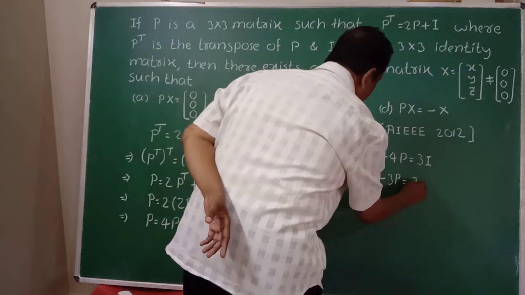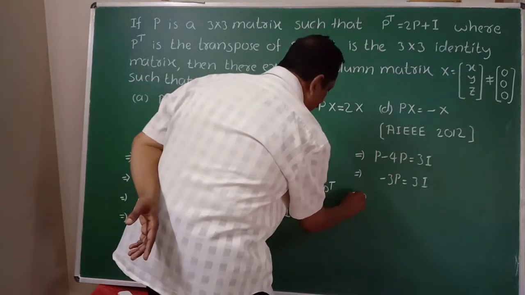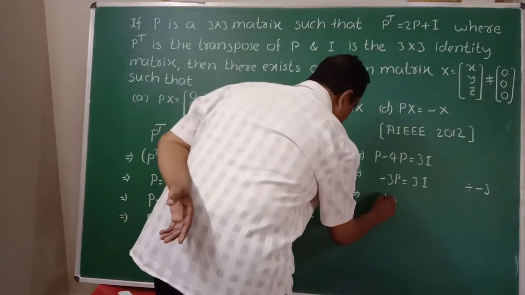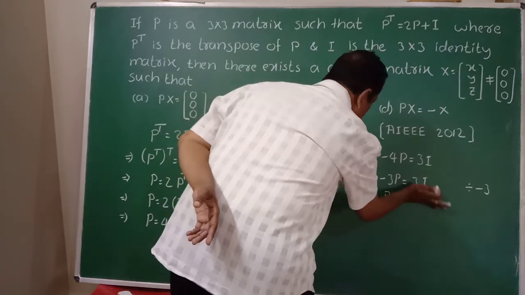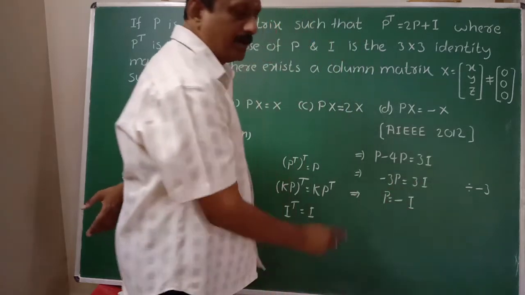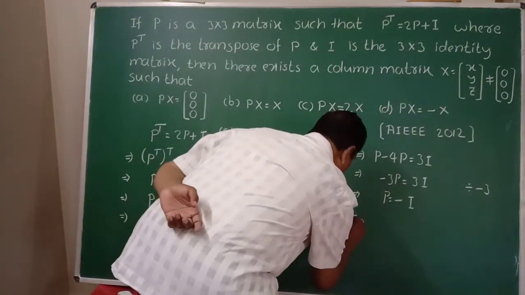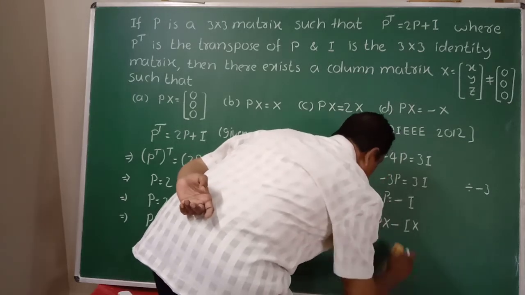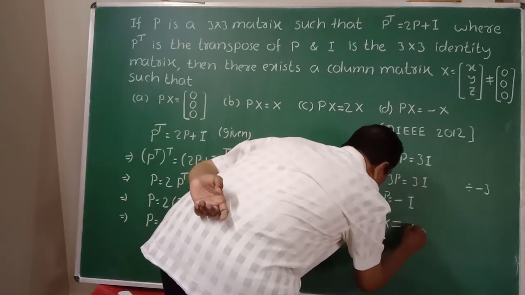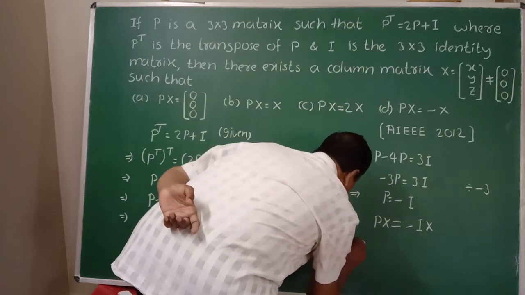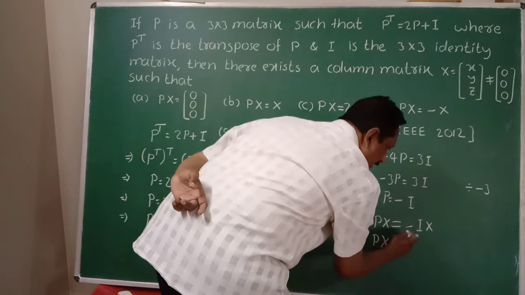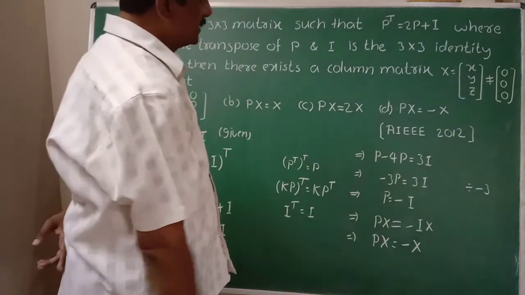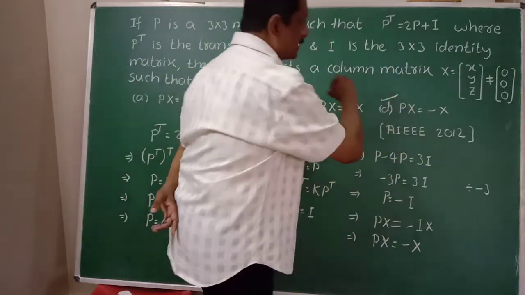Minus 3P is equal to 3I. Then dividing both sides by minus 3, we get P is equal to minus I. Multiplying both sides by x, this implies P into x is equal to minus I into x. Here I is the identity matrix, so I into x is again x only, so minus x. So Px is equal to minus x. So the fourth option is correct.